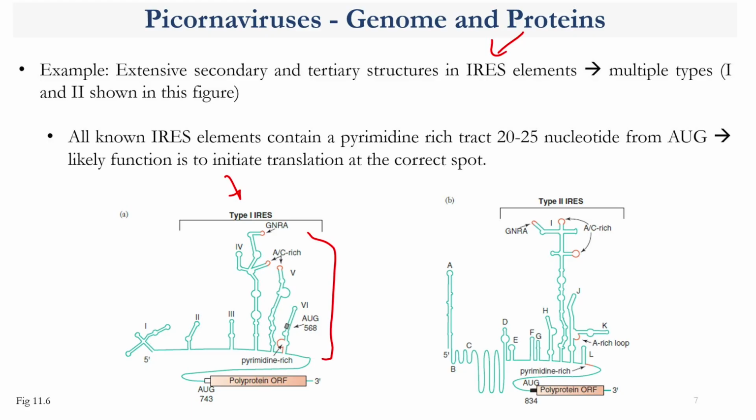What you have is various regions along with your start codon. Okay, so here's your start codon. And all these IRS elements, they have a pyrimidine-rich tract, roughly about 20 to 25 nucleotides away from the start codon, okay? And this likely function is to initiate the translation at the right spot. So basically, this IRS sequence along with these pyrimidine-rich tracts, you can see that here.